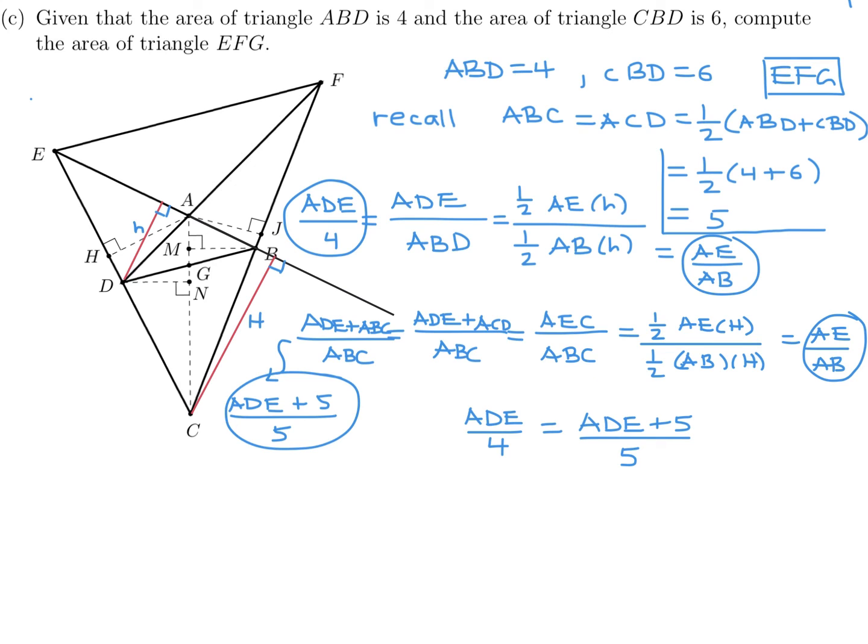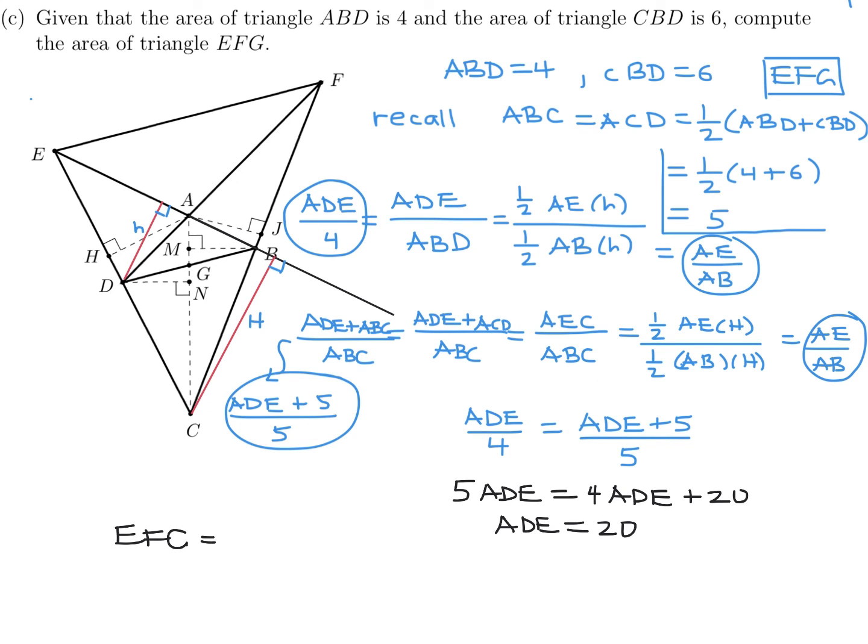So we cross multiply, and you get 5 ADE is equal to 4 ADE plus 20, and therefore ADE is equal to 20. All right, we still have to figure out this EFG though. So we gotta have a couple more steps here.